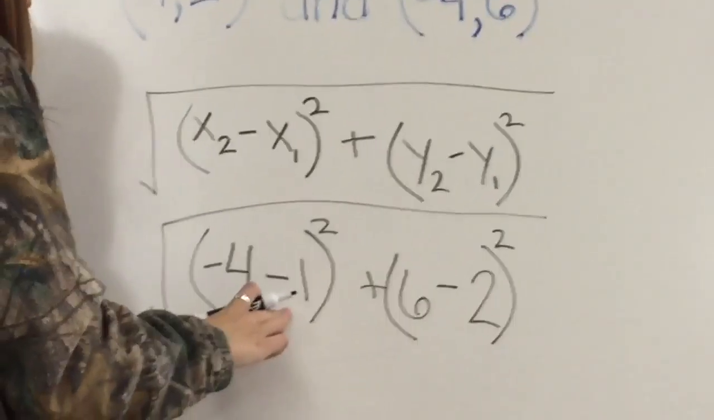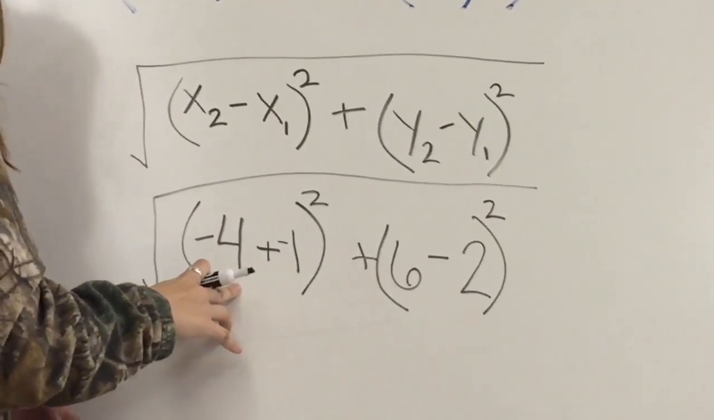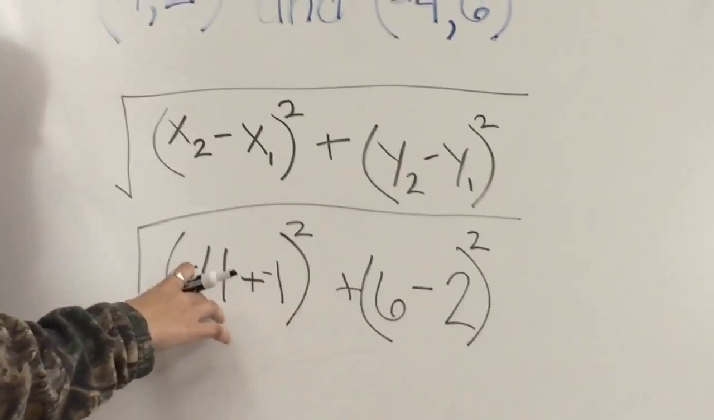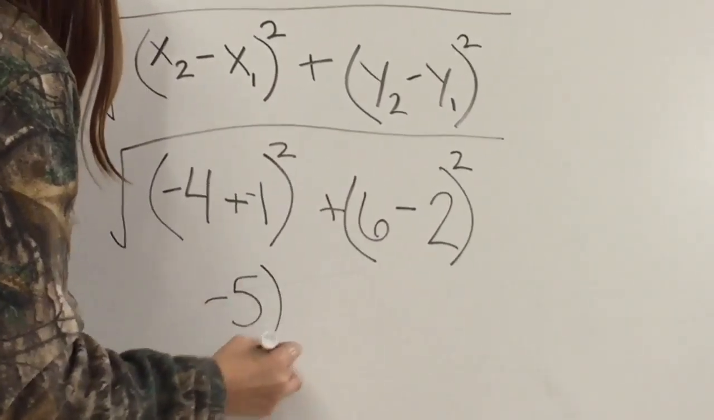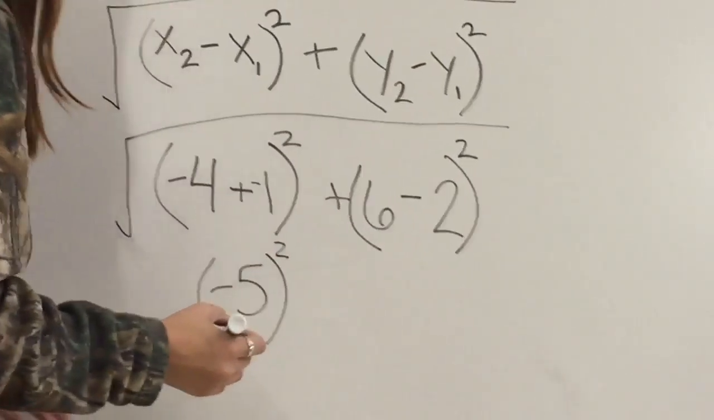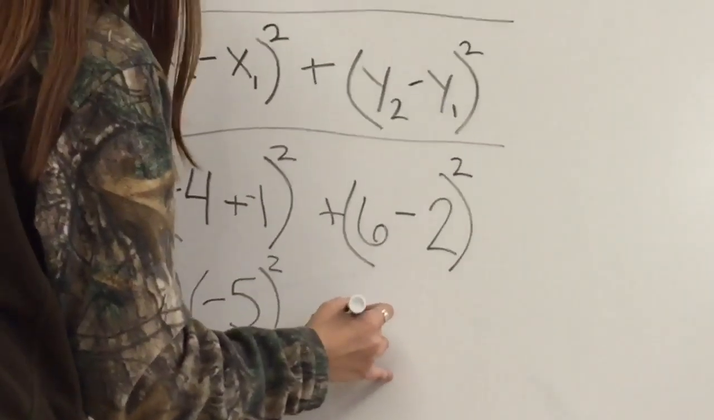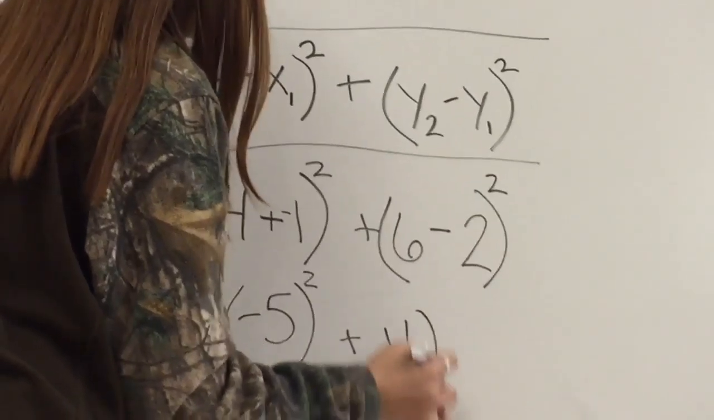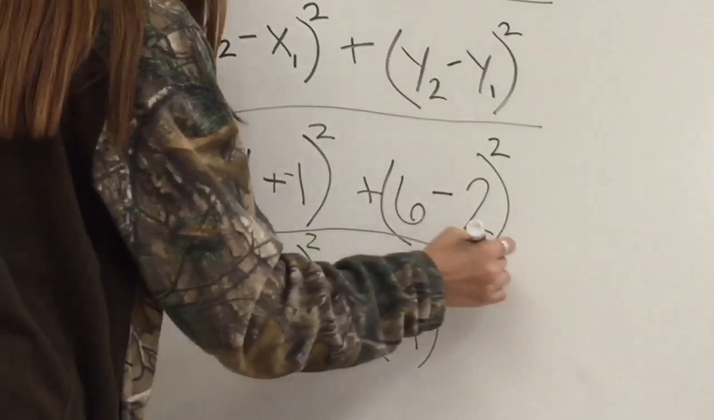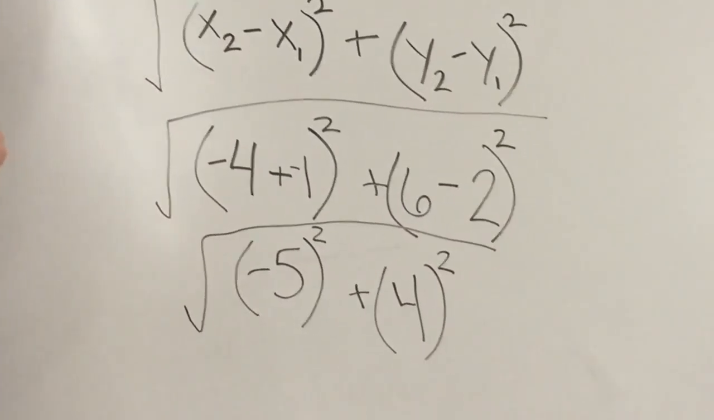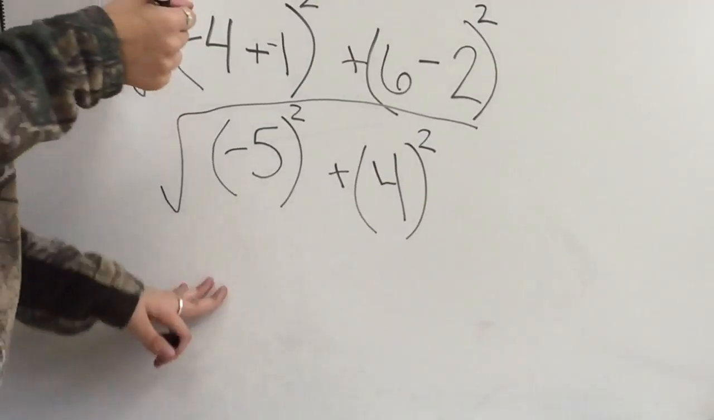-4 minus 1. That's also like plus negative. So we have -5 in parentheses, the square root symbol, plus 6 minus 2 is 4 in parentheses with the square root symbol. And we add our square root.